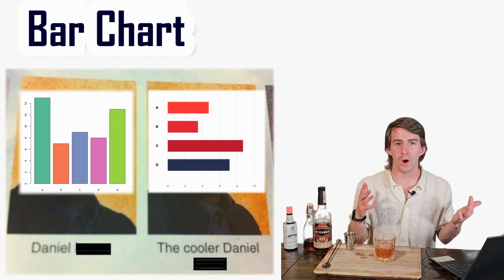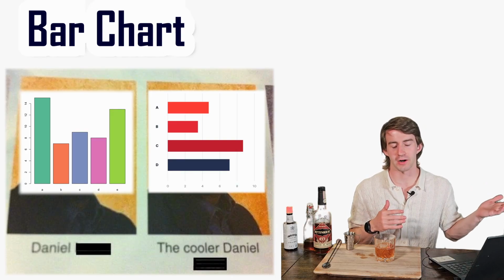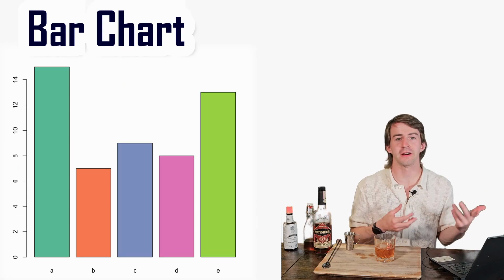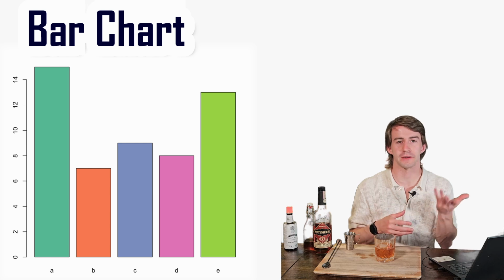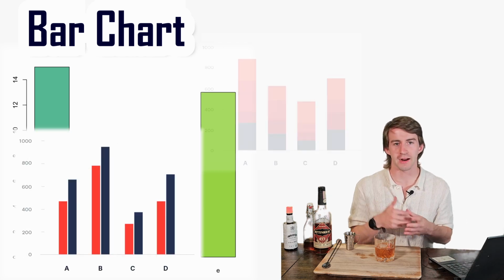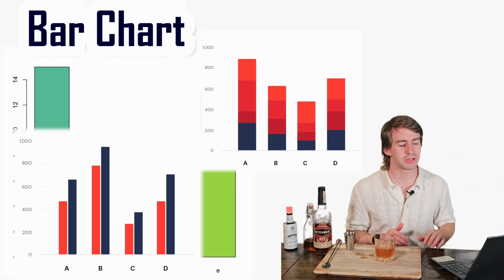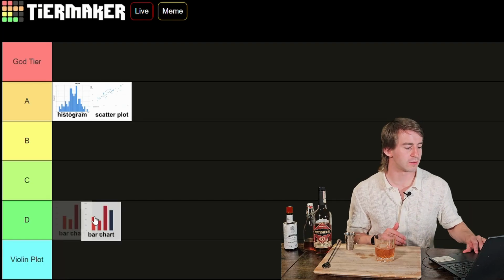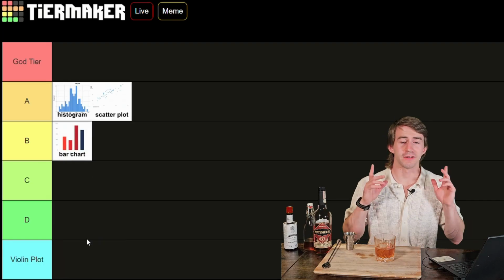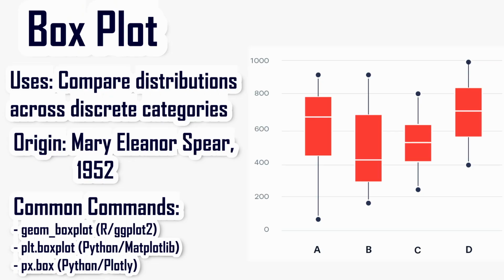And so why use it when you could just use the horizontal bar chart? And there are also countless variants of the bar chart that are better for your specific purposes, right? Grouped bar charts, stacked bar charts. We will get into all of those later in the variant section, but for now, bar chart is going in B tier.